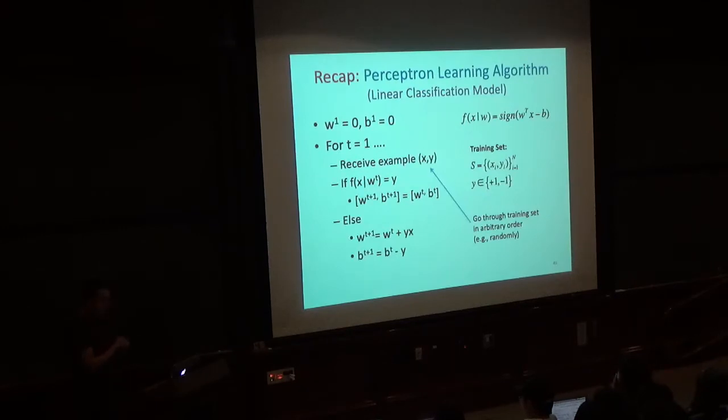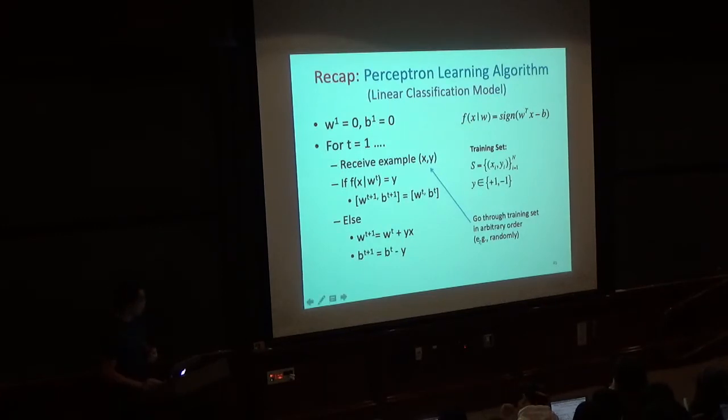Okay, so let's recap the perceptron algorithm. Now that you've seen it in action, we can look at the pseudocode again and try to digest both the example and the pseudocode. We start with the origin. We loop through the training set in some order. If we make the correct prediction, we don't do anything. And if we don't make the correct prediction, we do an update.